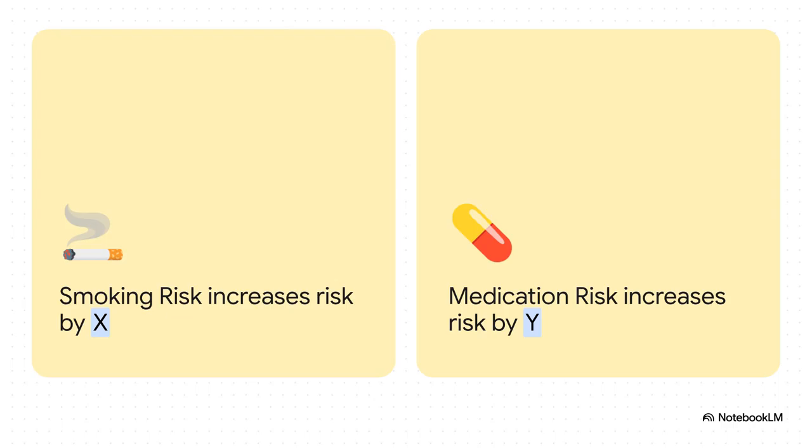Let's make it real. Say smoking increases your risk for a certain condition by some amount, we'll just call it X. And maybe a certain medication increases that same risk by amount Y. So, what's the combined risk if you're a smoker who also takes that medication? Is it just X plus Y, or is it something else? This is exactly the kind of question researchers have to answer.